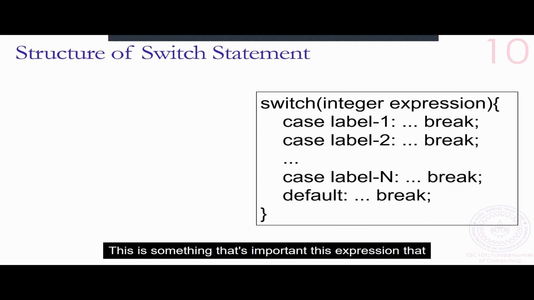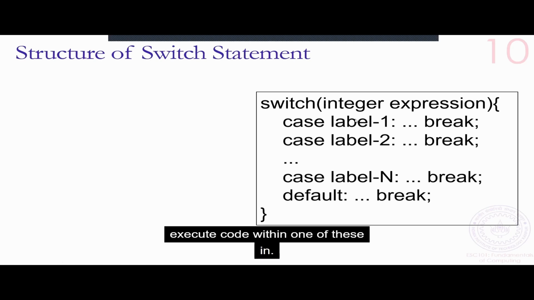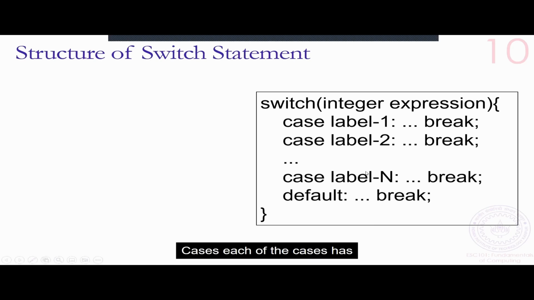The basic structure of the switch statement is to have the keyword switch at the beginning, followed by a simple bracket that encloses an expression that has to evaluate to an integer. This is something that's important. This expression that you put in the simple bracket cannot evaluate to a float. It cannot evaluate to a double. It cannot evaluate to a pointer. It has to evaluate to an integer. Otherwise, you get a problem in your compilation.